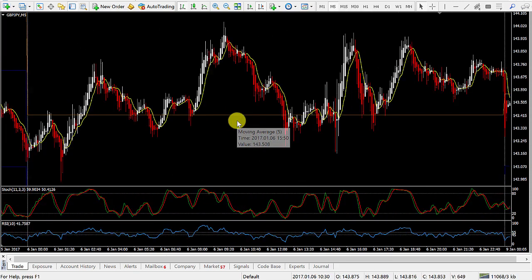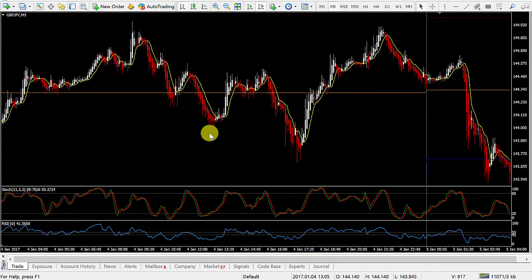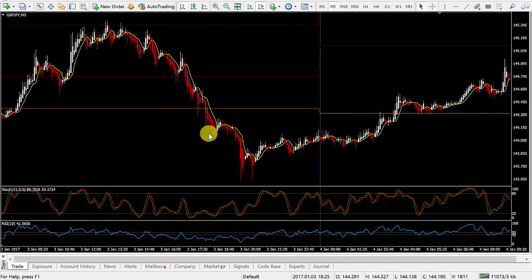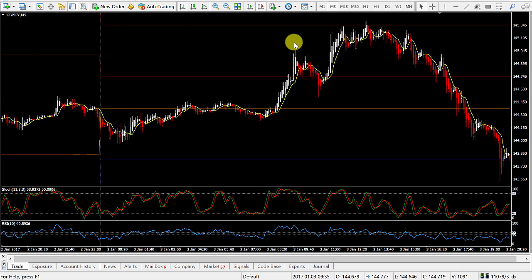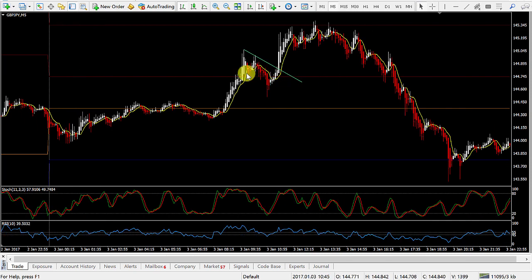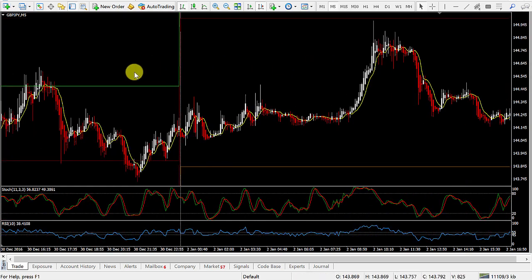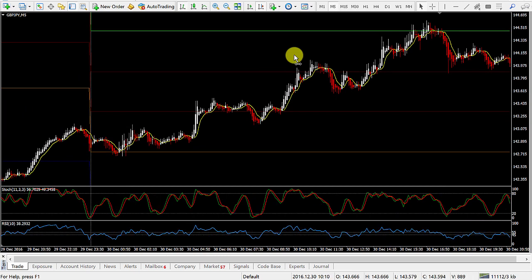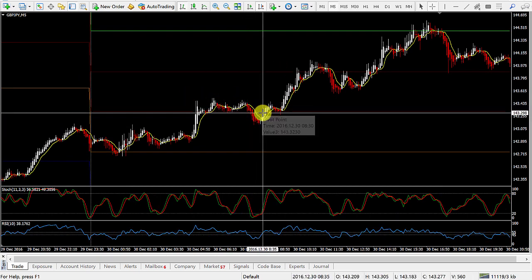Let's see if we can find another complex pullback. These go into 1, 2, 3 waves. Once we are at 4 waves, I don't really want to get into this trade anymore. So here we had a 1 wave, 2 waves. This would be an okay candle to enter, for example. But if we get more than 3 waves in a pullback, then I'm getting very cautious about getting into the market.